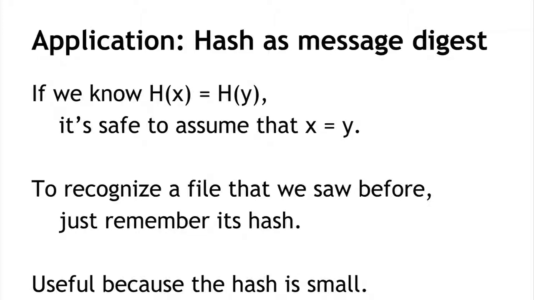Suppose, for example, that we had a file, a really big file, and we wanted to be able to recognize later whether another file was the same as the file we saw the first time. One way to do that would be to save the whole big file, and then when we saw another file later, just compare them. But because we have hashes that we believe are collision-free, it's more efficient to just remember the hash of the original file. Then if someone shows us a new file and claims that it's the same, we can compute the hash of that new file and compare the hashes. If the hashes are the same, then we conclude that the files must have been the same. That gives us a very efficient way to remember things we've seen before and recognize them again. And of course, this is useful because the hash is small.